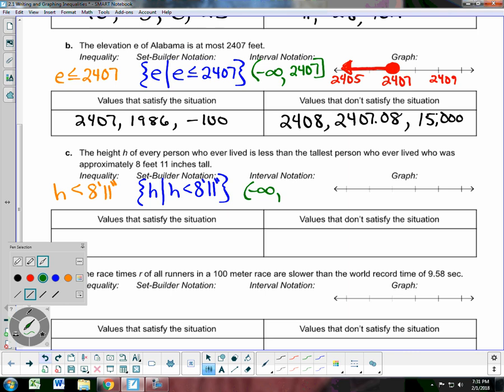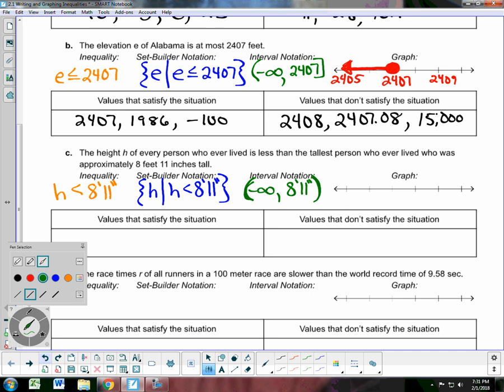On the right half of this interval notation, we'll use 8 foot 11 inches, but since in this case we do not want people who are equal to 8 foot 11, we only want people who are shorter than that or less than that, we cannot use a square bracket here. We have to use a parenthesis. So in this case, we have 2 parentheses because we cannot land on either one of those numbers. Well, negative infinity is more of an idea than a number.